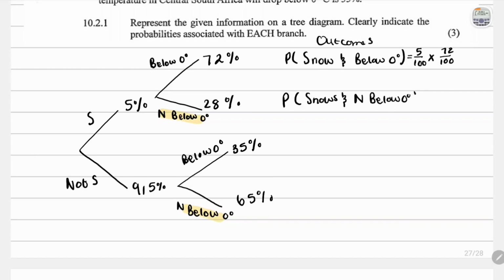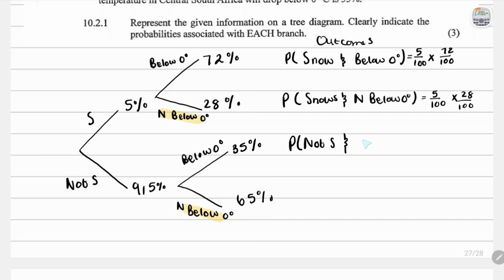We'll take that, okay, and that you can see is going to be 5 over 100, multiplied by 28 over 100. And then the second place where we see not below 0, because we're going to just take all the places where not below 0 occurs, will be over here. So this is when it does not snow, probability of not snow, okay?